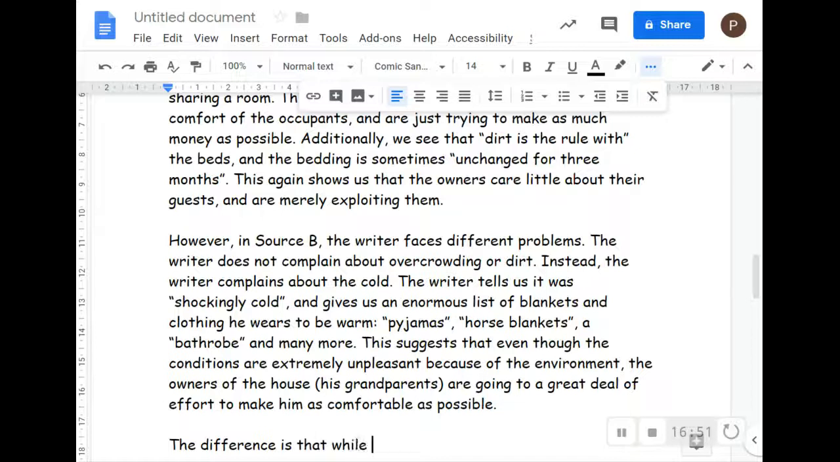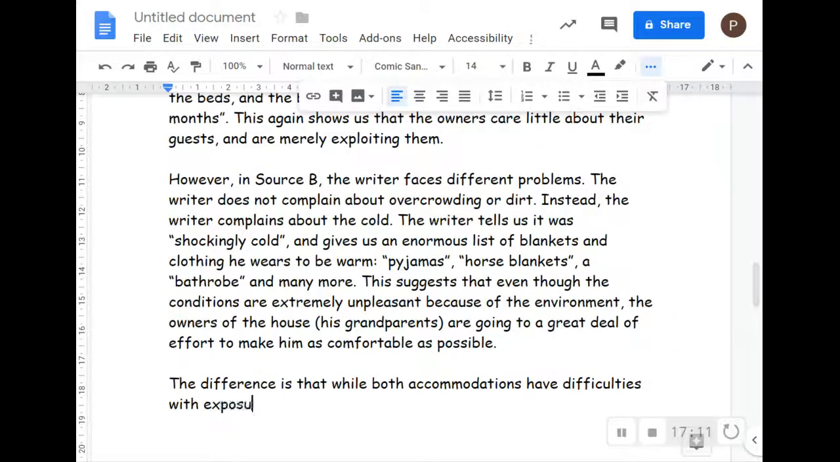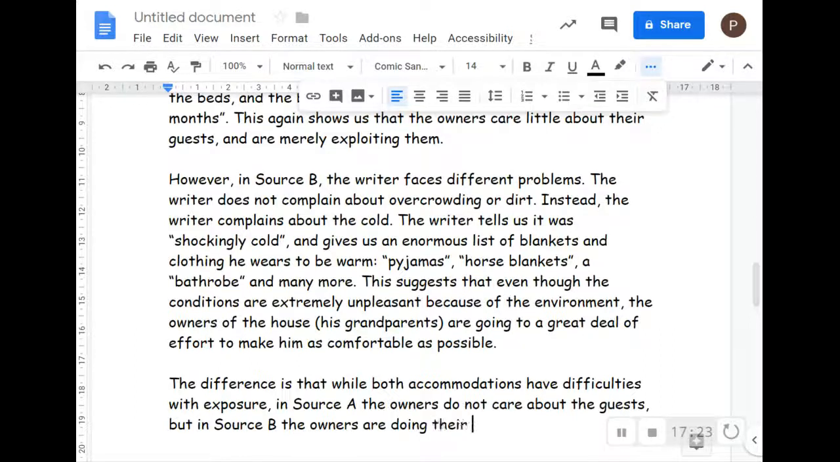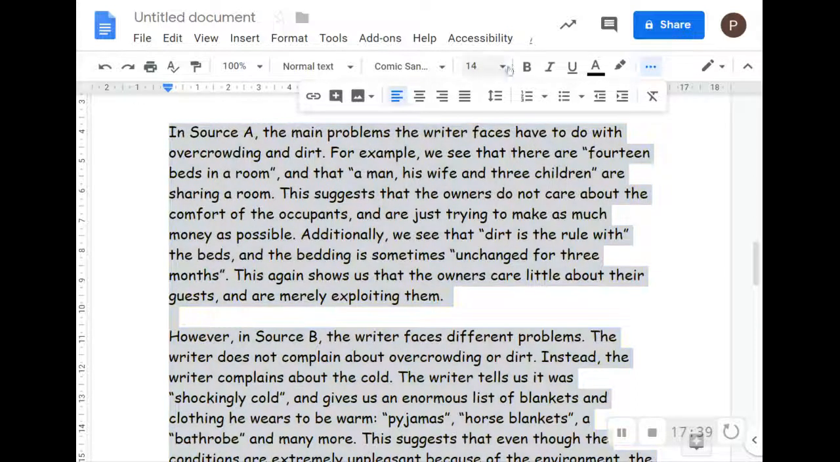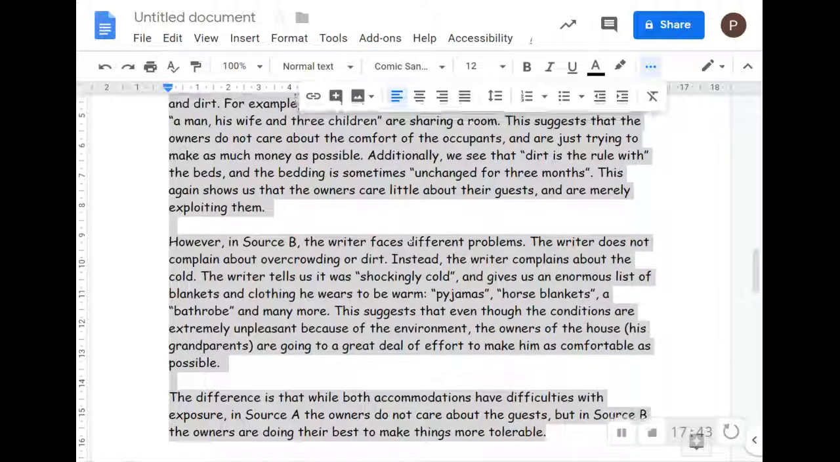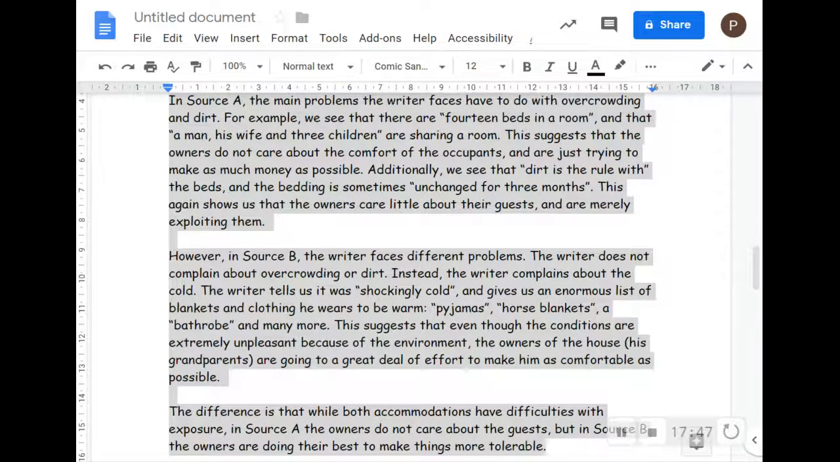While both accommodations have difficulties, misspelled accommodations, thank you, Google. While both accommodations have difficulties, in source A, the owners do not care about the guests, but in source B, the owners are doing their best to make things more, or use comfortable, say more tolerable. And let's just shrink that down a little bit so we can put it all on one page. And there is my response.